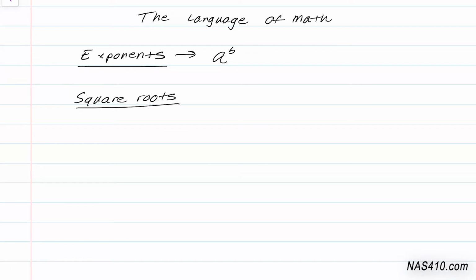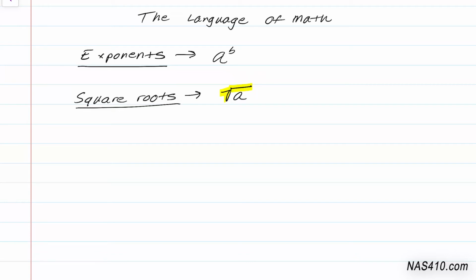The next operation we have is square roots. This could be a tricky one to wrap your mind around, but it's actually pretty simple. A square root is represented by this radical symbol, and there'll be some number in there. What this radical symbol is telling you is, what number multiplied by itself equals the number that's inside? What number multiplied by itself equals the number that's inside?